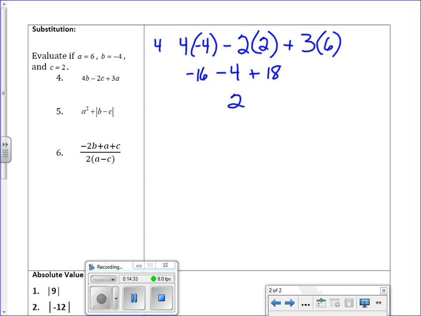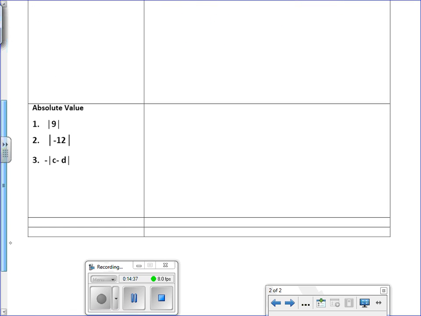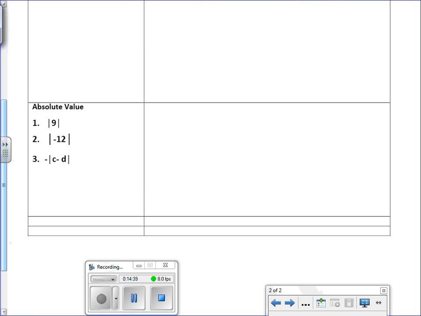Now, before you can do 5, though, we need to talk about absolute value. The absolute value of a number is the distance that value is from 0, the distance the number is from 0 on the number line. So going left or right, the distance 9 is from 0 on the number line is 9 places. The distance 12 is from 0 on the number line is 12 places.